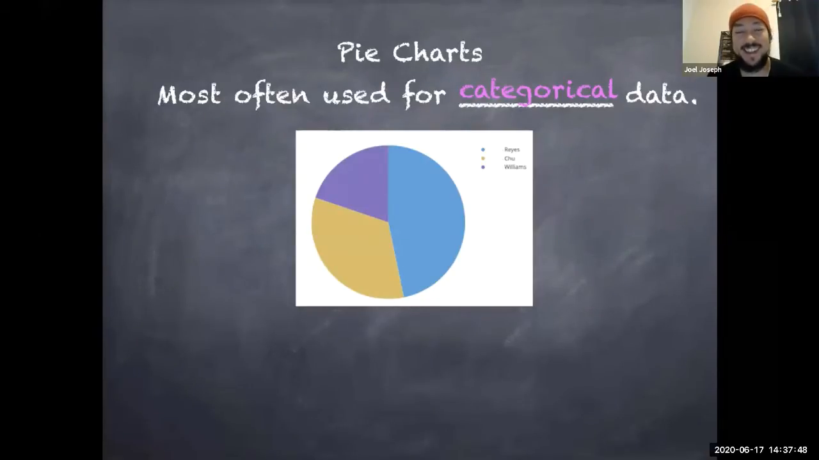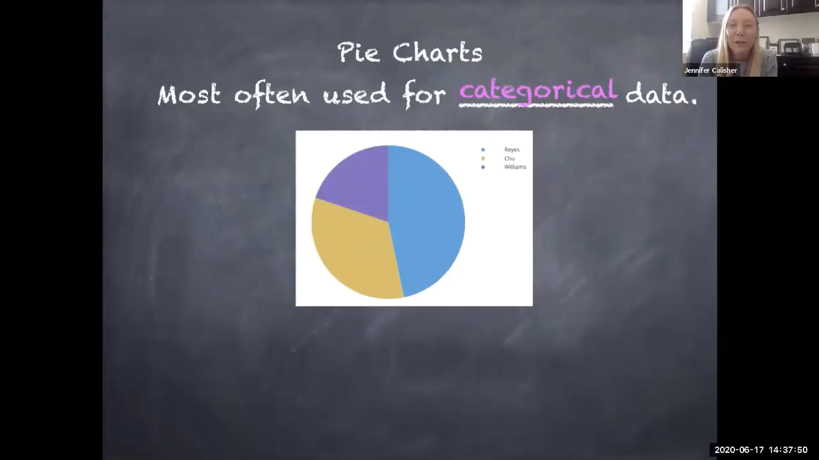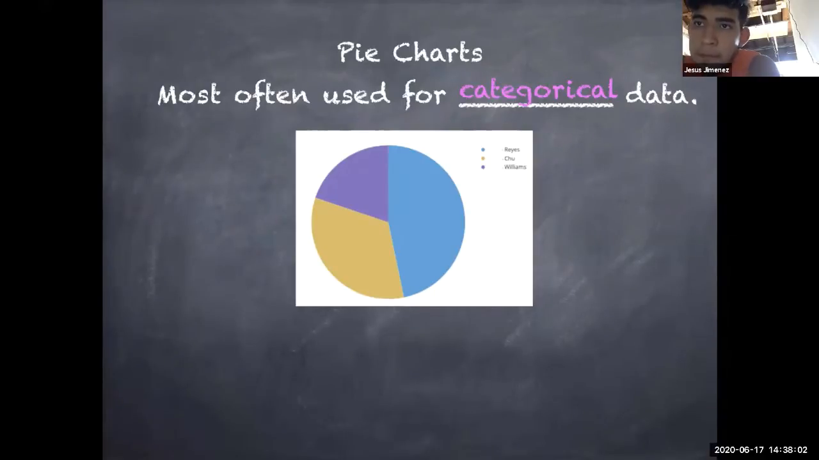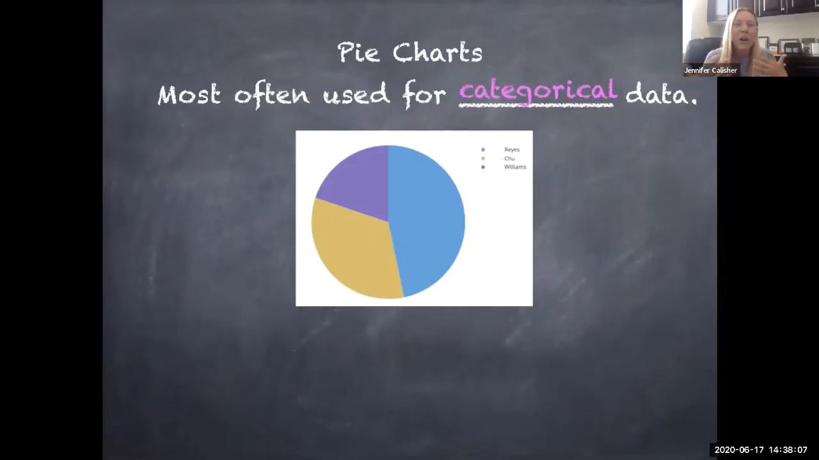But yes. Okay, so who got the most votes? Can we all tell? Yes, Reyes. Okay, and who got the least votes? Williams. Everybody, yeah. Williams did, okay? But what's hard about the pie chart is it's hard to compare. Did Reyes get twice as much as Williams? Maybe. You know, it's hard to compare.